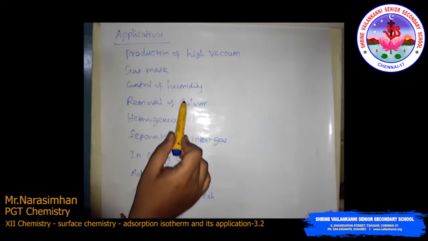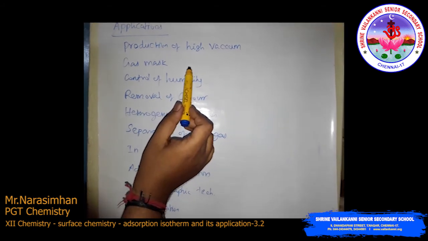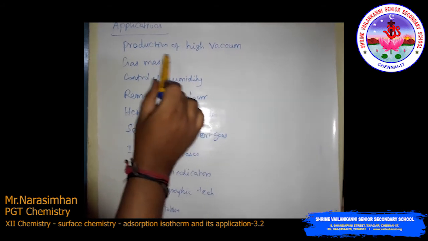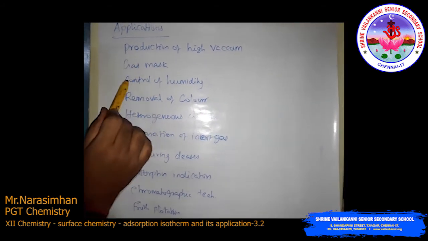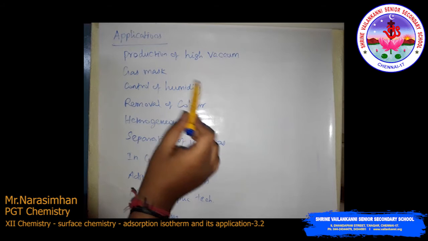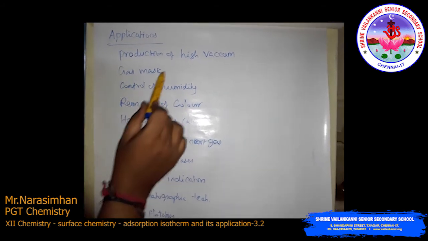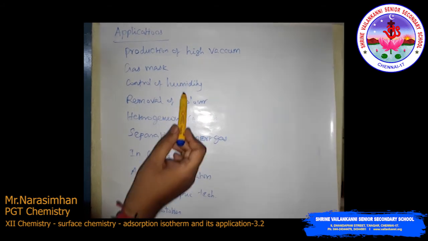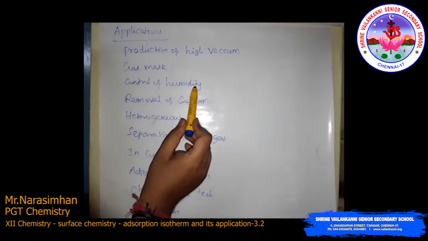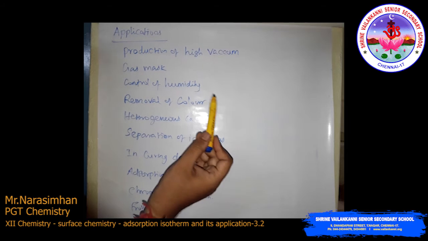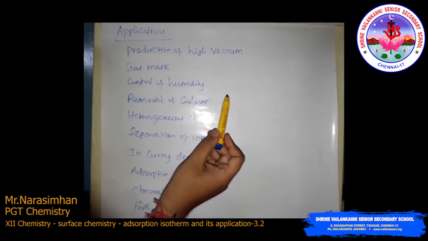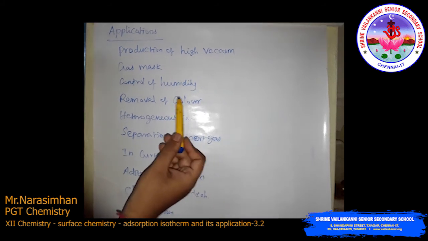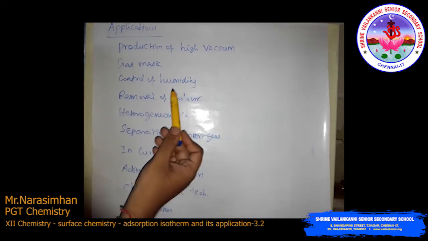Then gas mask, where it is used. Usually it is used for breathing in coal mines, where the charcoal adsorbs the poisonous gas. People use it in coal mines because coal mines contain many poisonous gases, which are adsorbed. Then the control of humidity: silica and alumina gels are used as adsorbents for removing moisture. That is controlling the humidity.